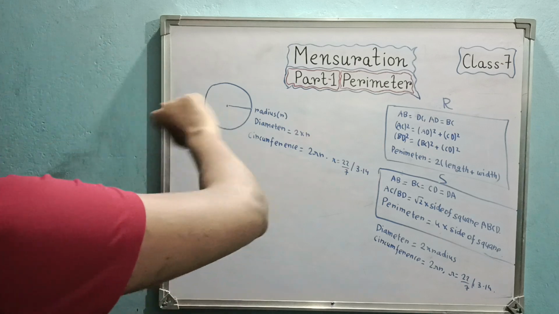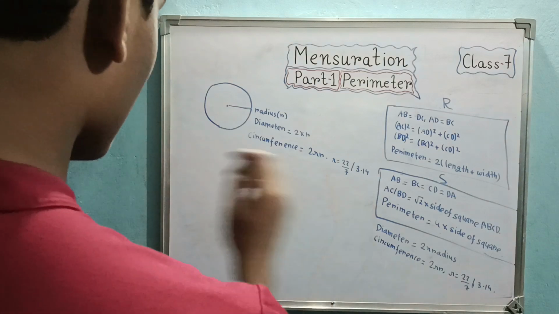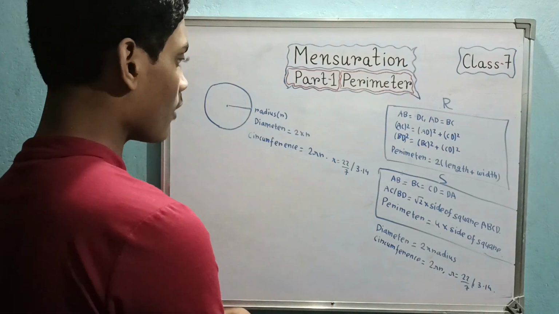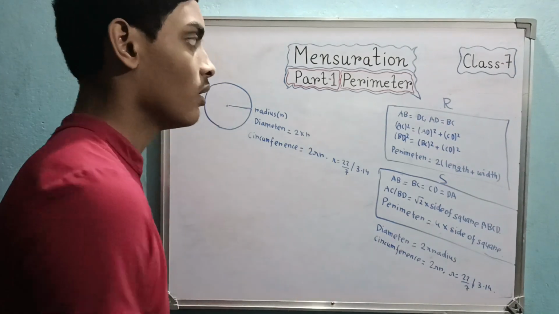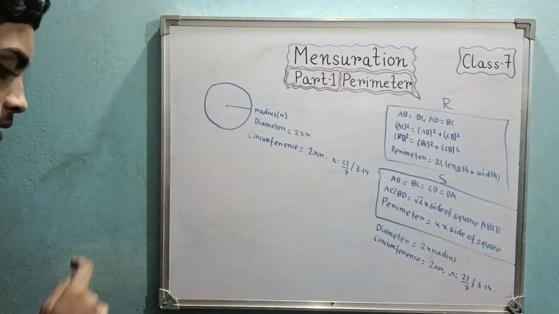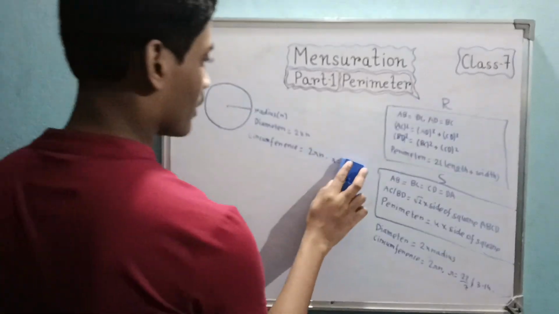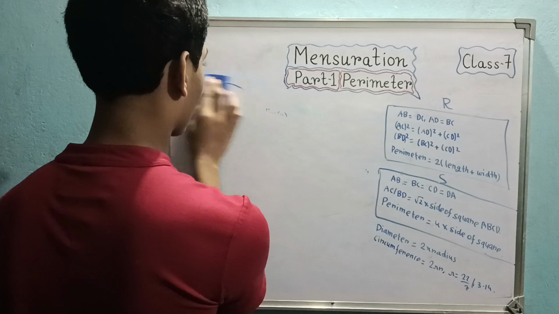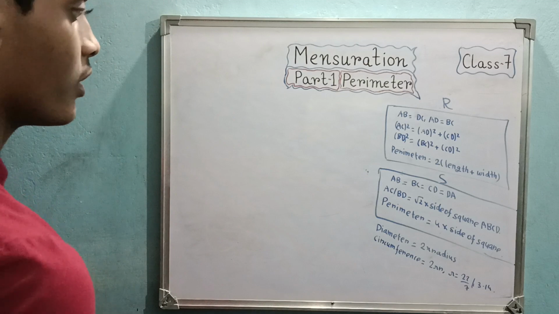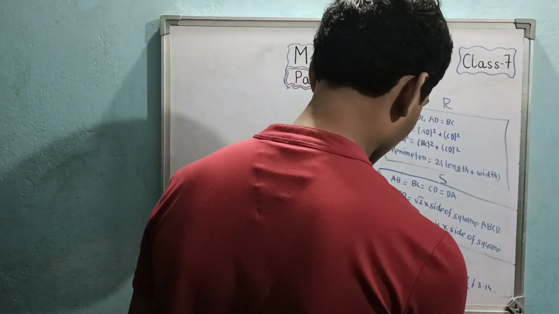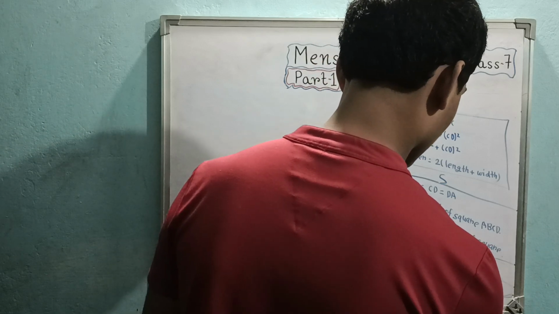So a radius is a line drawn from the center of a circle to the circumference, and the diameter is 2 into radius. The circumference of a circle is 2 pi r, where pi is 22 by 7 or 3.14, and r is nothing but the given radius. Okay. So these are the things that you have to remember very minutely while doing the sums of mensuration for the perimeter of these so-called figures. Okay, let's give the circle some space.